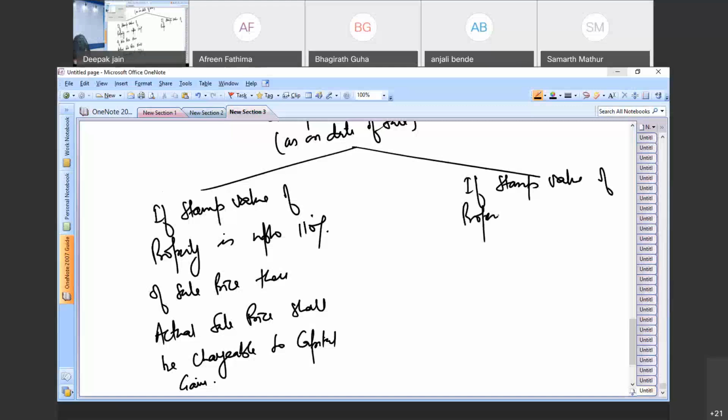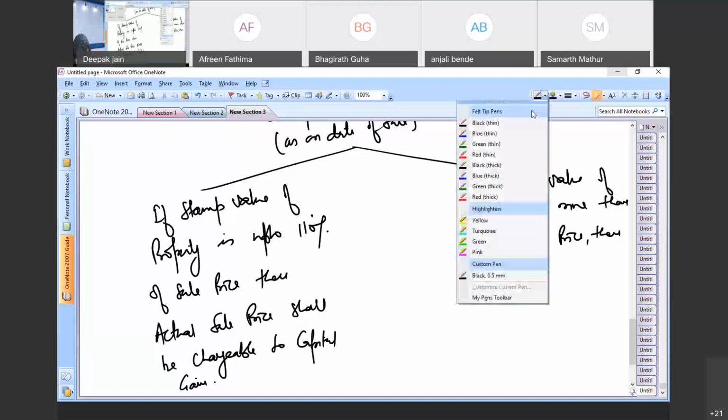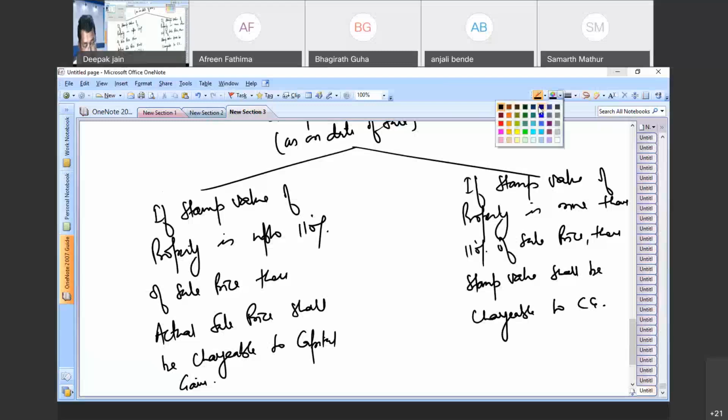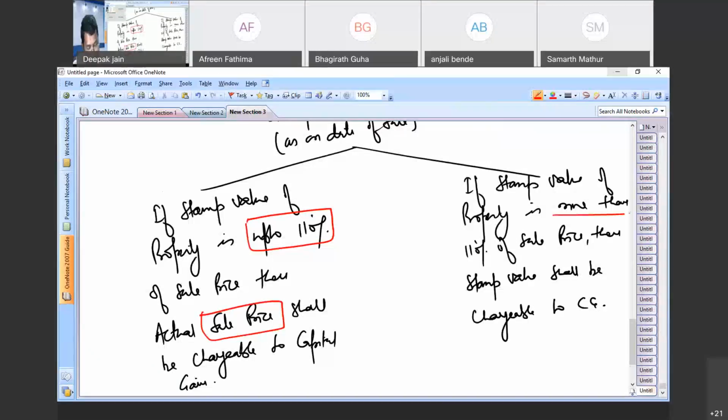If stamp value of property is more than 110% of sale price, then stamp value shall be chargeable to capital gain. Stamp value up to 110%, then sale price chargeable to capital gain. Above 110%, then stamp value shall be chargeable to capital gain. This was the position prior to Finance Act 2020.